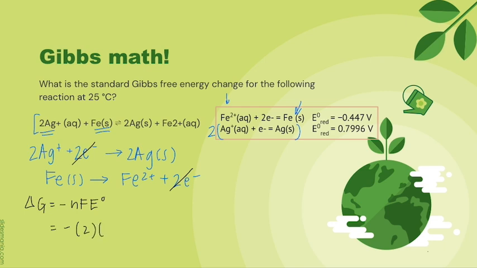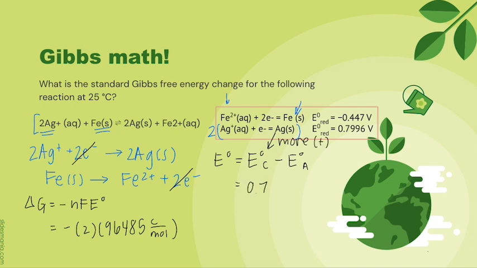My Faraday's constant is given to me, so I have my 96485. And then, remember for our E cell equation, I'm going to have my cathode minus my anode. In this case, I know that I'm going to use the more positive number here, more positive. So in this case, I'm going to have 0.7996 minus negative 0.447. The value that I get for that is going to be 1.247 volts.